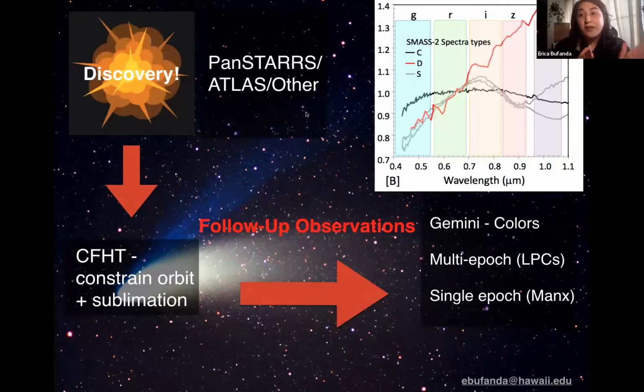And this informs an even further follow-up observation from Gemini North or South in order to get their color through broadband photometry. Here we show the spectral reflectivity as a function of wavelength for different filters on Gemini and how we can use that to distinguish between asteroid classes and map the spectral slopes as well. And then for our brighter targets, we also use spectra.